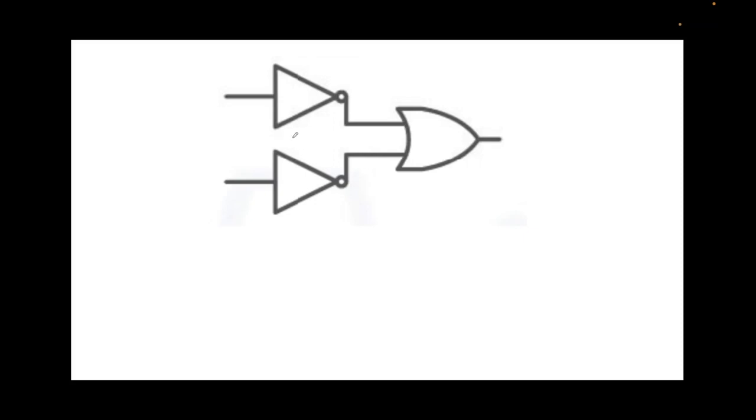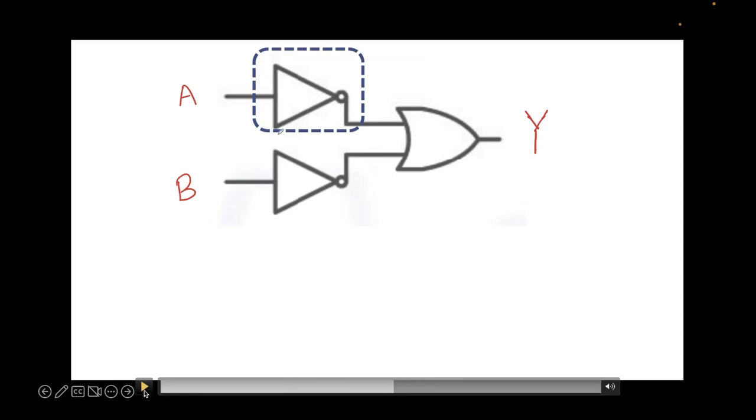In our question, we are given this circuit. So let's assume that the top input is A, the bottom input is B, and the output we want is Y. Now let's first look at the top gate, which is depicted in this blue rectangle here. Note that this is a NOT gate.